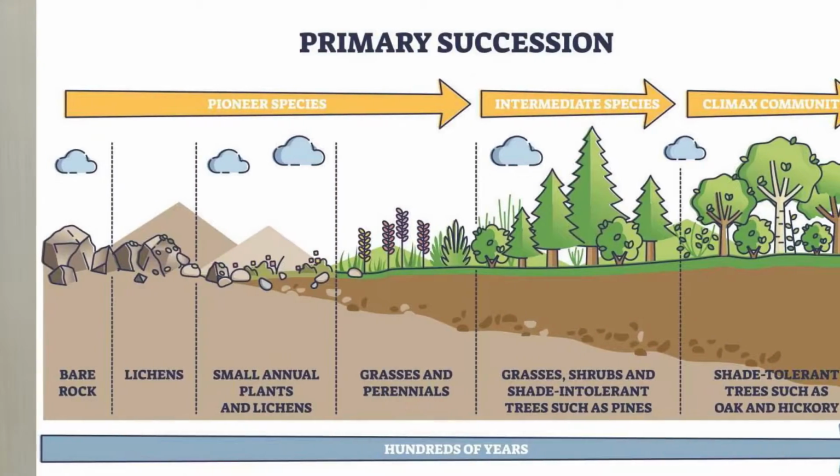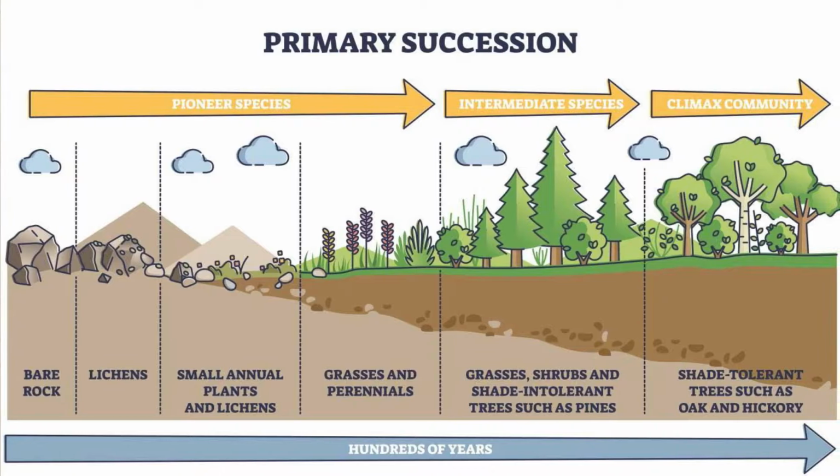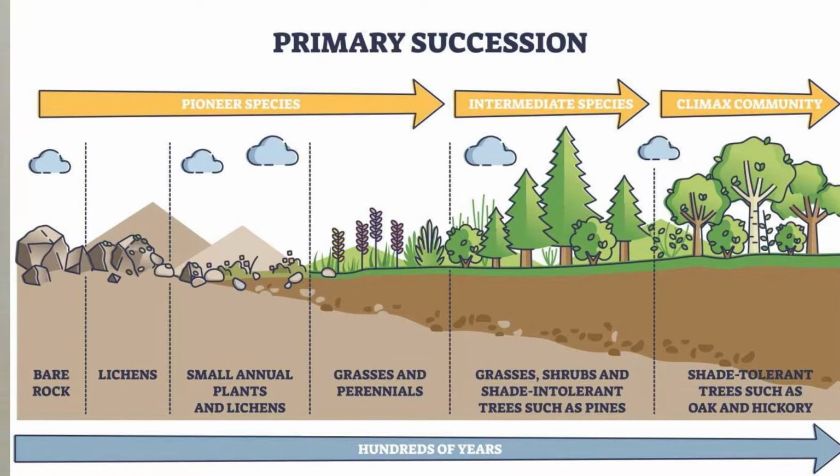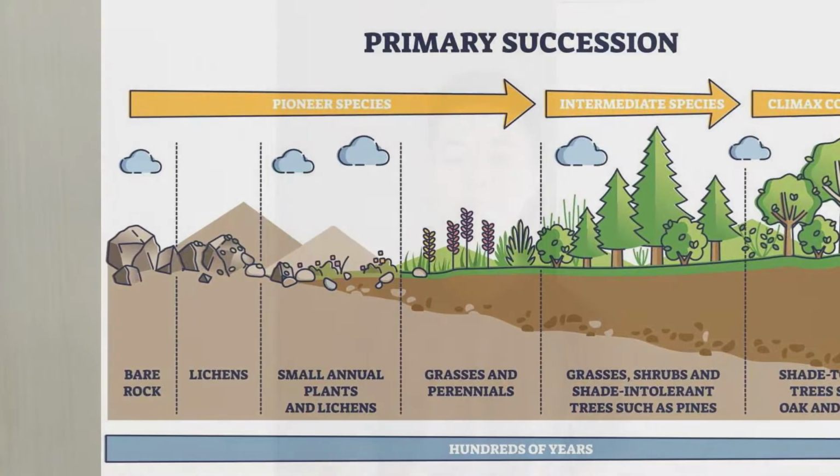Ecological succession is the gradual and continuous change in the composition of species that are occupying an area after a disturbance happened. There are two types of ecological succession. We have primary succession and secondary succession.